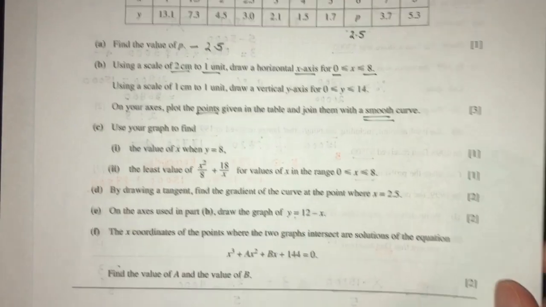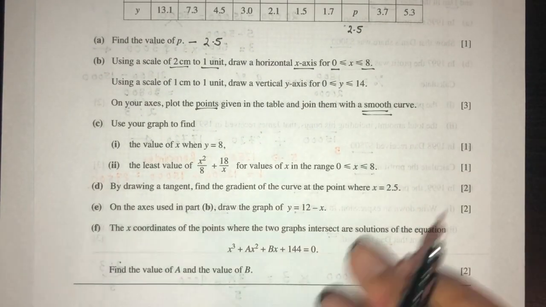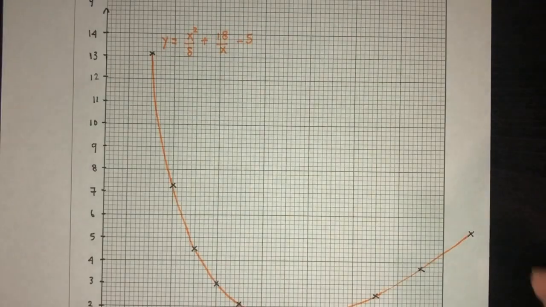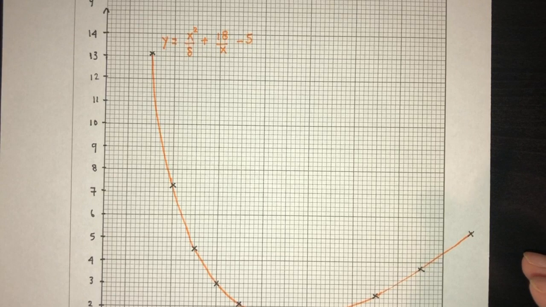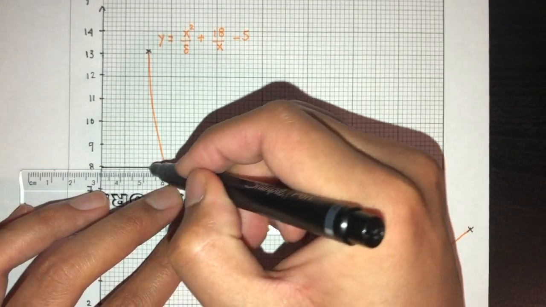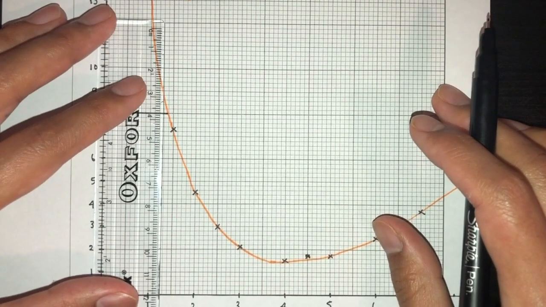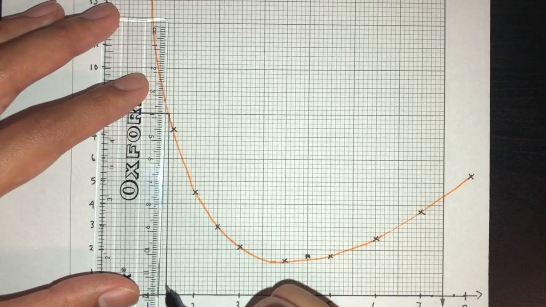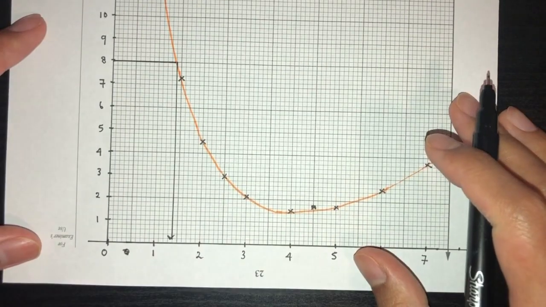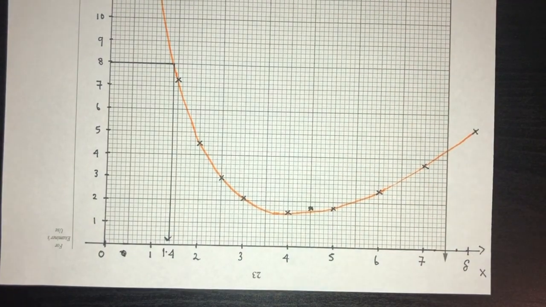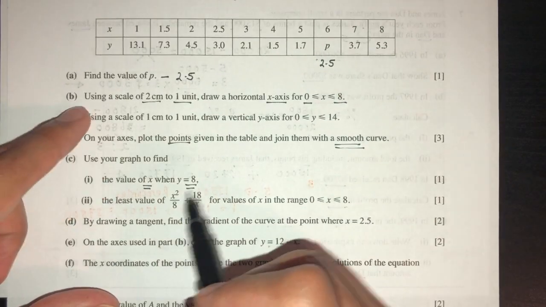Now moving on to part C, we have to use your graph to find the value of x when y equal to 8. So let's do that. When y equal to 8, let's find the corresponding value of x. Of course you have to show how you find your answers, because this is how they are going to mark you. So show that. You will have 1.4. That will be the value of x. That will be 1.4, which is this one.